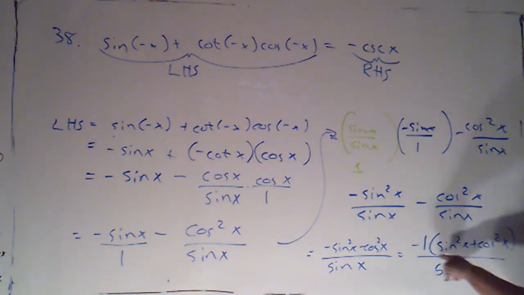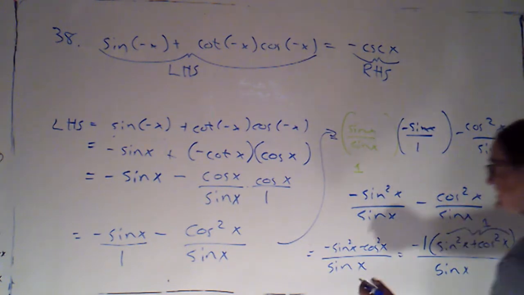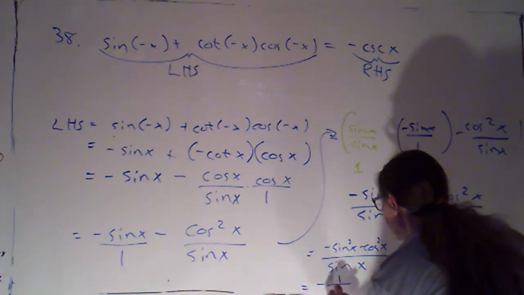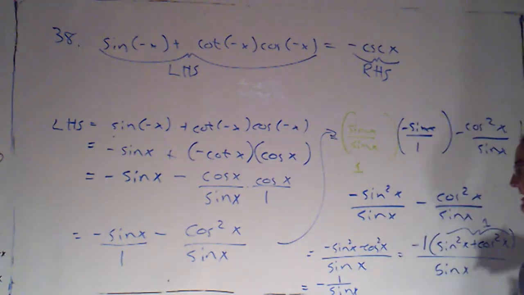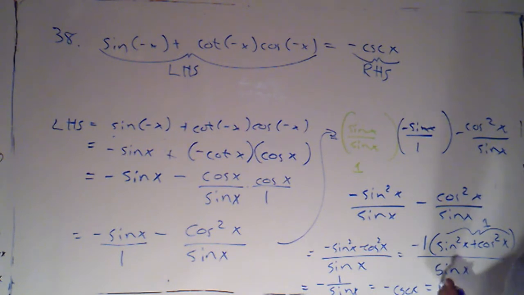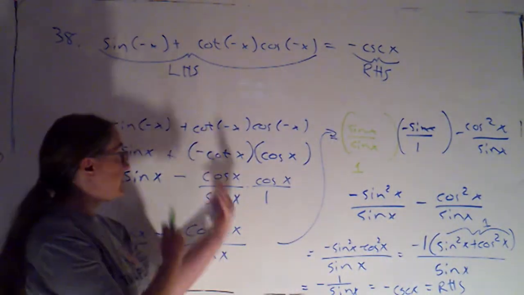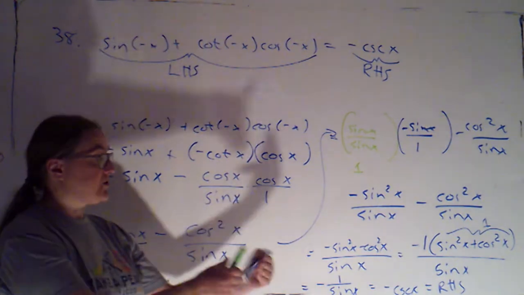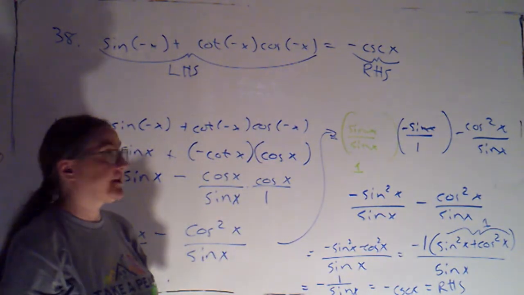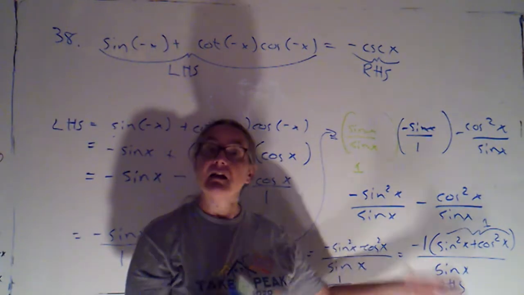But now, there's my Pythagorean identity. I know that that's the same right there as 1. So all of this is just the same as negative 1 over sine x. Oh my goodness, that's negative cosecant of x, which is my right-hand side. Okay. So here's an example where I was able to start with the left-hand side, and I just took little steps to either just do some basic algebra or to use my fundamental identities until I arrived at the right-hand side. Okay, kind of nice.